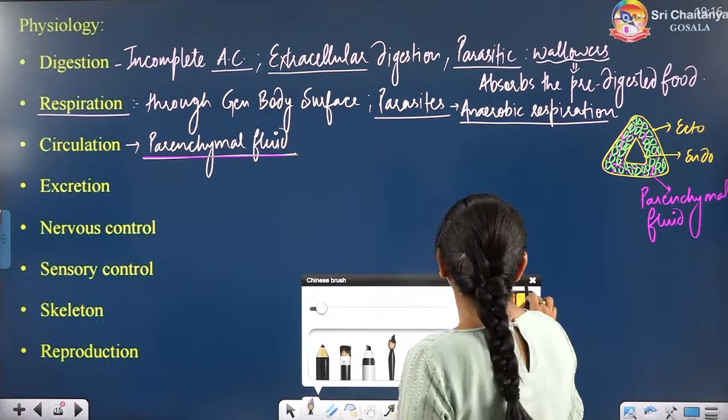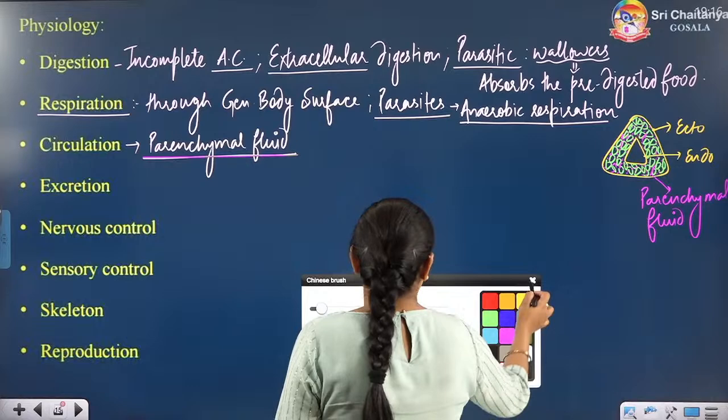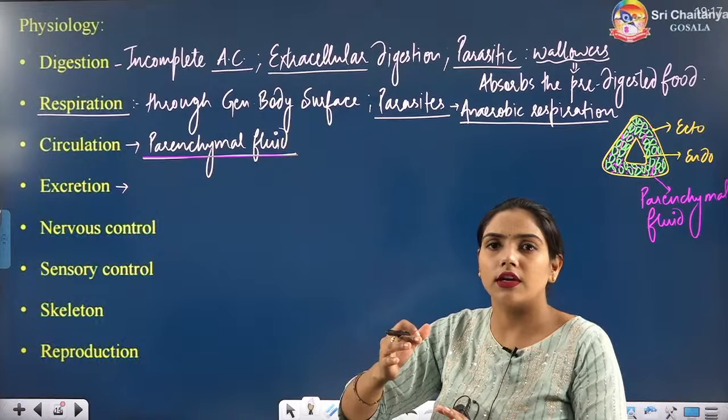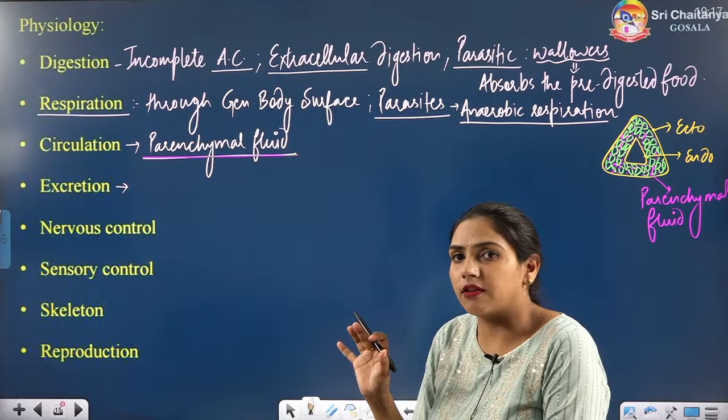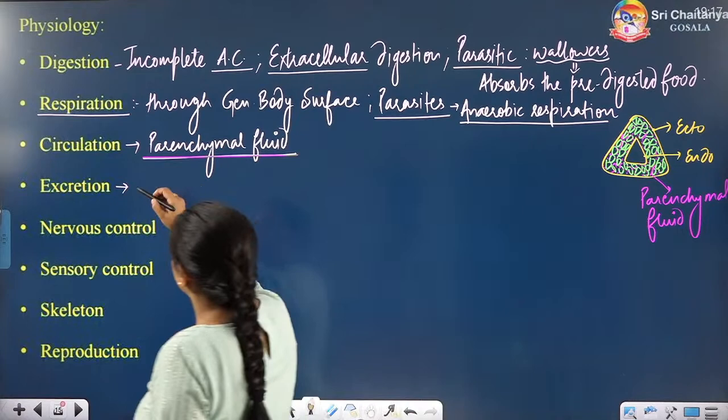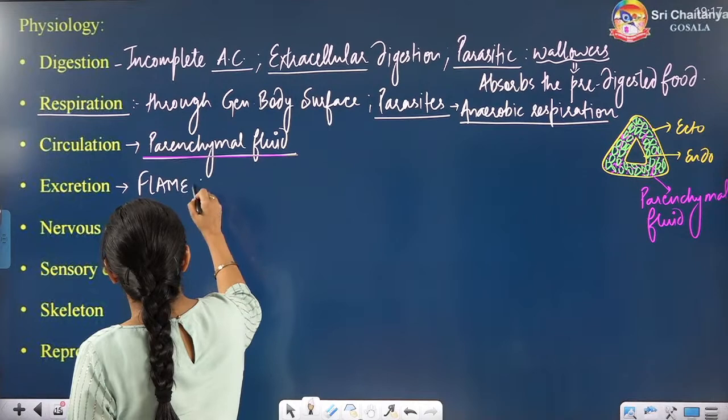Then, if we talk about the excretion, excretion takes place through a very special cell in their body because they have organ level of organization. This phylum came with the organ level of organization, but organ systems are not developed. So, there is a specialized cell here which is functioning for the removal of metabolic waste, and the metabolic waste is ammonia. Their excretion is done by the flame cells, very important cells.